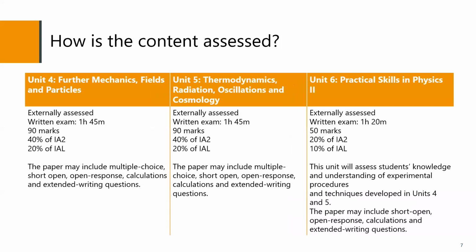And reflecting that same pattern, the 3 further units which add up to the full advanced level, Units 4 and 5 are the content modules and Unit 6 the practical skills module. Units 4 and 5 both have slightly longer exams, 1 hour 45 minutes each, and they too include the same types of questions that we've just seen in Units 1 and 2. And then Unit 6 assesses the practical skills, the experimental procedures developed during Units 4 and 5, and that too is a slightly shorter written exam, 1 hour 20 minutes, and it includes all the same types of questions except for multiple choice. So no multiple choice questions in Units 3 and 6, but multiple choice and all the other types in Units 1, 2, 4 and 5.